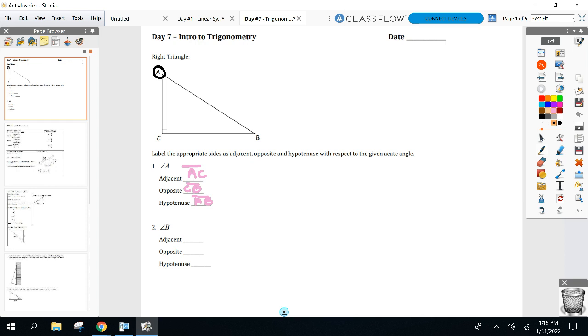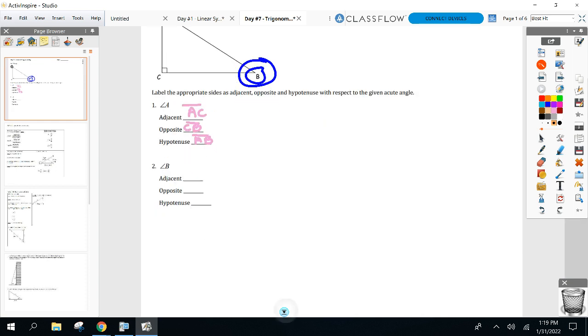Now look at angle B, everybody. Go ahead. Figure out the sides I'm looking for using B now. I'm using angle B. What's now the adjacent, opposite, and hypotenuse?